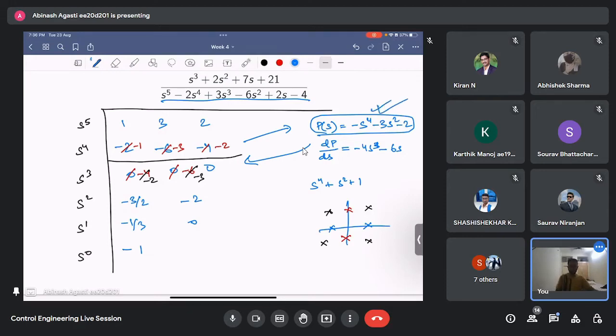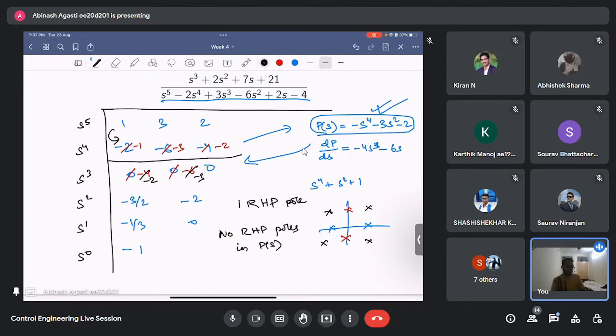Okay. So here you can see there is one sign change. So there is one right half plane zero, one right half plane pole. Then you can see that below here there is no further sign change. So there are no right half plane poles in the auxiliary polynomial. No RHP poles in P of S.